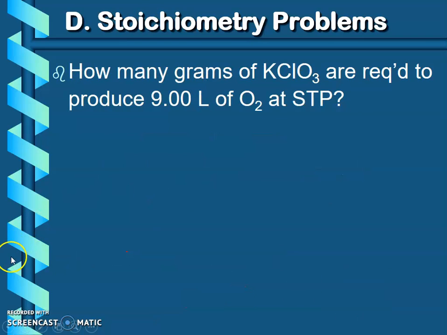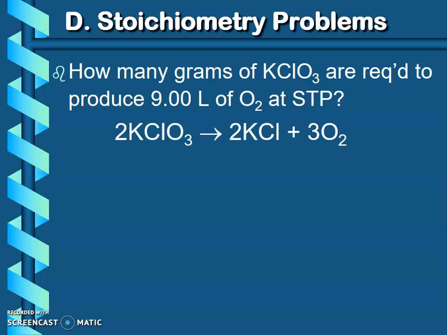All right, what if we need a few more steps? We need more steps now. Let's try a harder problem. How many grams of KClO3 are required to produce 9 liters of O2 at STP? Step 1, balanced equation. We're still using the same equation as from the last slide, so we'll go ahead and write out our balanced equation.